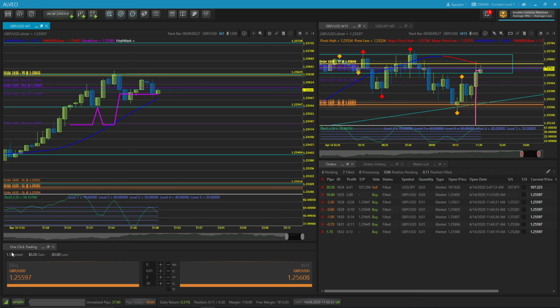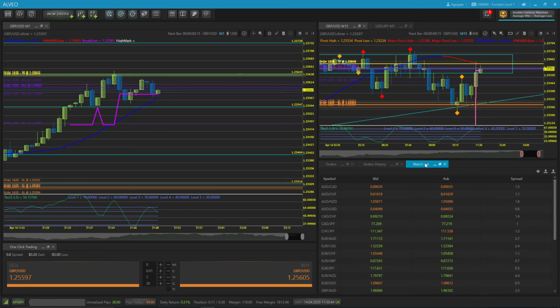Spread's not too bad on the pound US, 1.1. I was looking at the Euro USD today, but it was kind of choppy. I didn't want to get in and try to fight the trend. I did set up this watch list so I can kind of look and see what the spreads are doing.